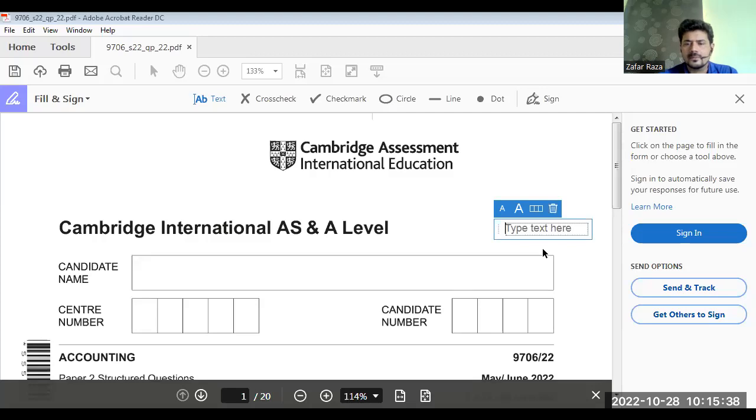Hello students, today we are going to solve the AS paper of Accounts, paper 22. So see your paper now. So this is your paper. This is June 2022, paper 22.